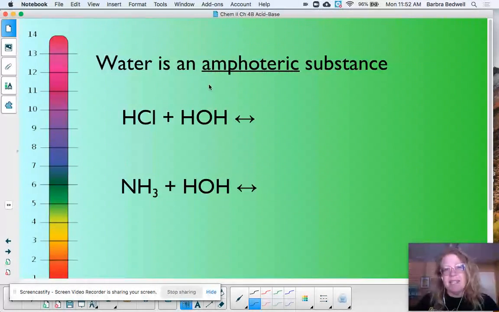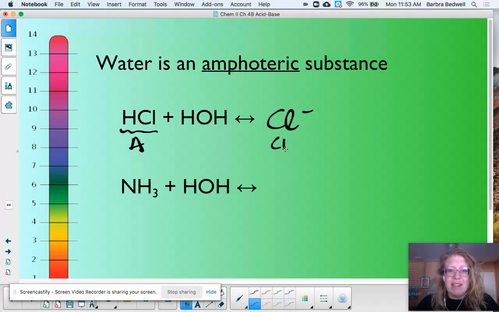So the first thing is this idea that water is an amphoteric substance. That's a really weird word, isn't it? Amphoteric. This is based on the earlier work that we did, that when you have something like HCl, which is an acid, this is going to act like a proton donor. And so when it's done, you're going to get its conjugate base.